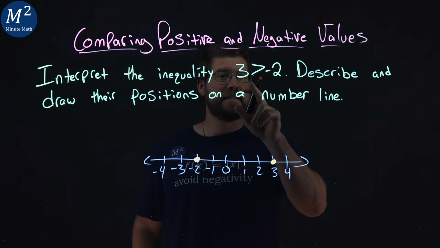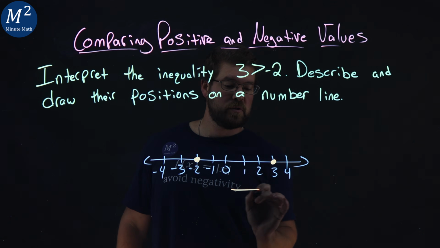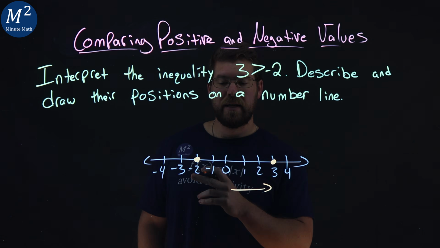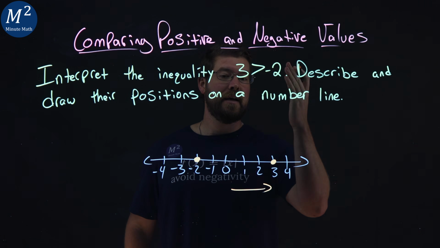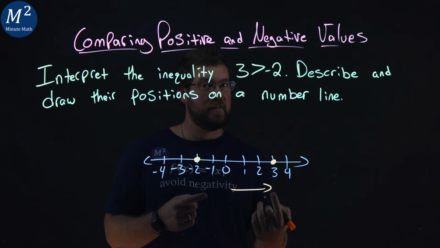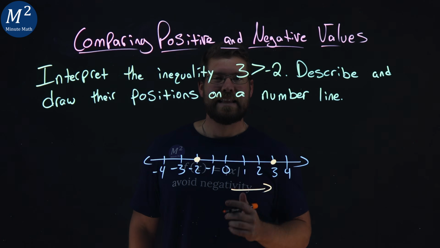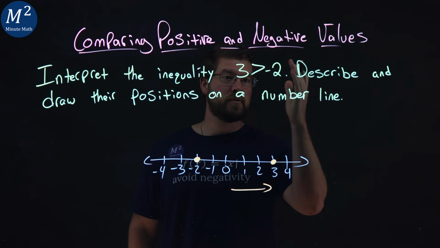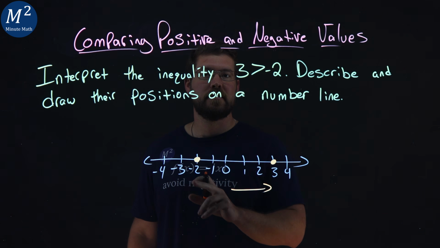Let's describe it. They said 3 is greater than negative 2, meaning 3 is more to the right than negative 2 is, right? 3 is more to the right because it's greater than negative 2. And so we had a description there. We also would say negative 2 is more to the left than 3. That would be the flip of that up there. But here, 3 is greater than negative 2, so 3 is more to the right of negative 2.